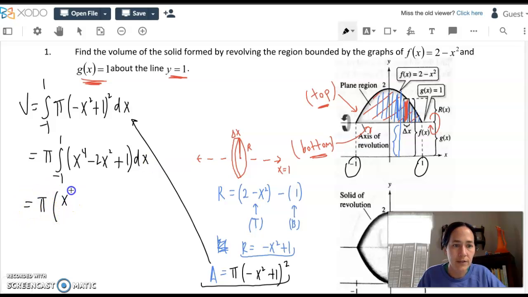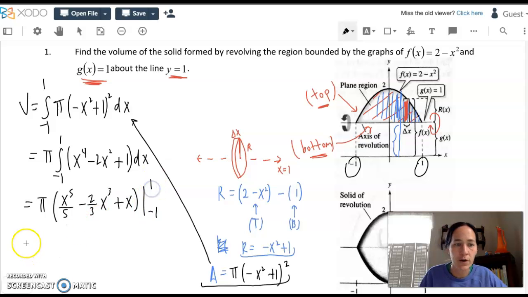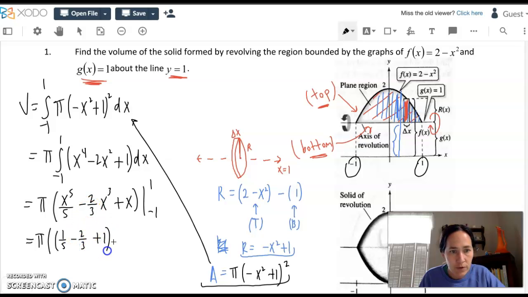Pi, you've got x to the 5th over 5, minus 2/3 x to the 3rd, plus 1x. Evaluate it from -1 to 1. Feel free to pause the video while you type the numbers in. Here's the plug-in. Pi, let's plug in 1 first. So 1/5 minus 2/3 times 1 plus 1. Subtracting the same values with -1 plugged in. So -1/5 minus 2/3 times -1. So let me put plus 2/3 on the inside of parentheses and minus 1.